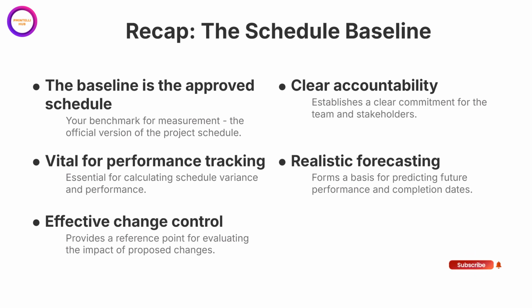So, to put it all together, the schedule baseline is the approved plan that allows us to track performance, control change, ensure accountability, and forecast future outcomes. It is the single most important tool for maintaining control over your project's timeline.